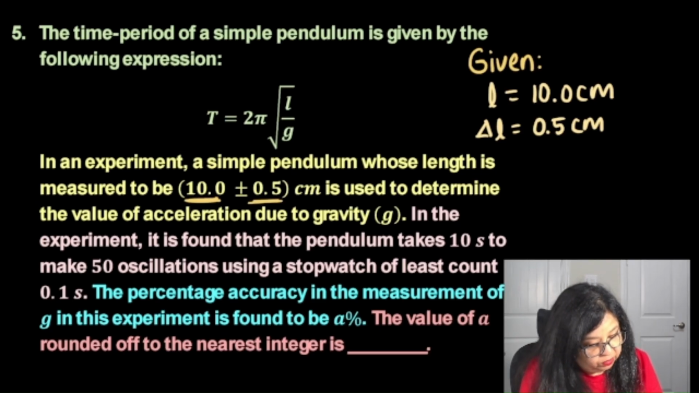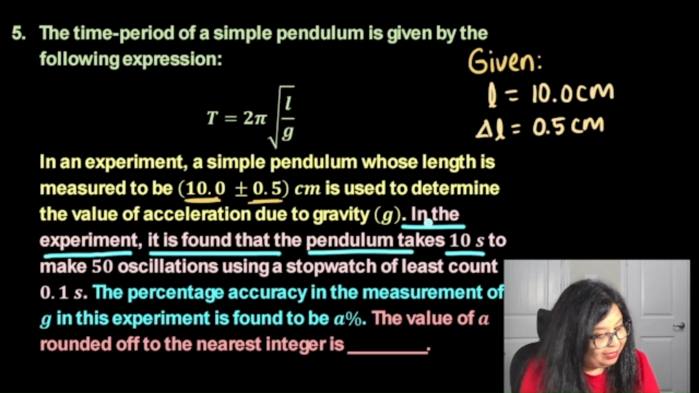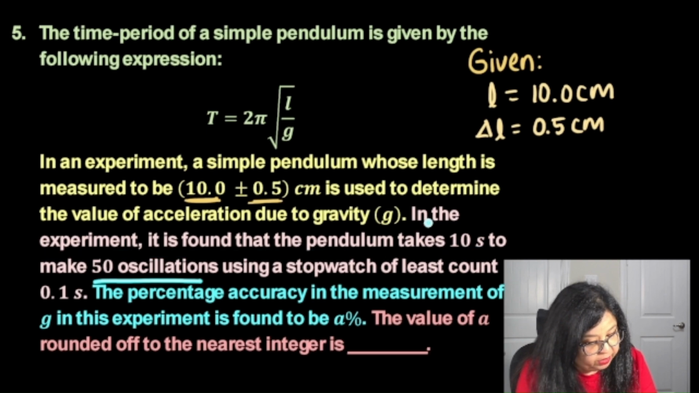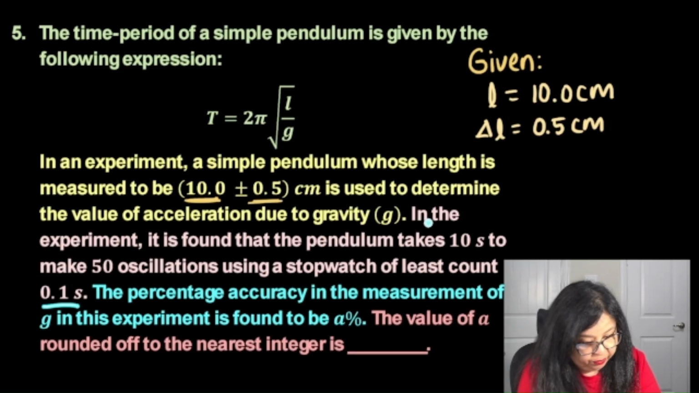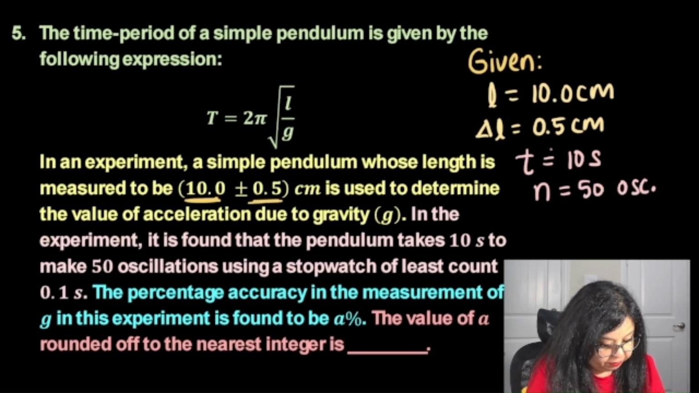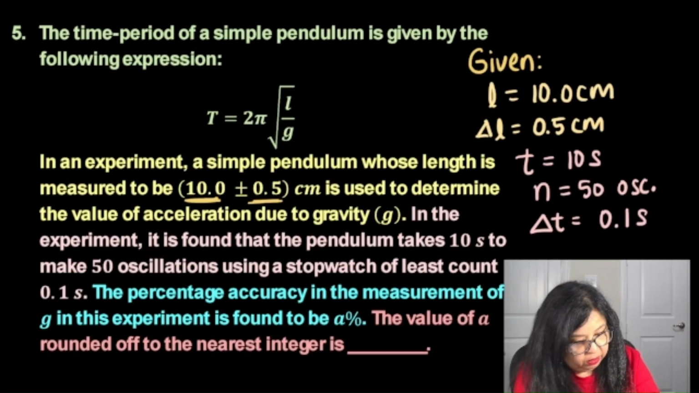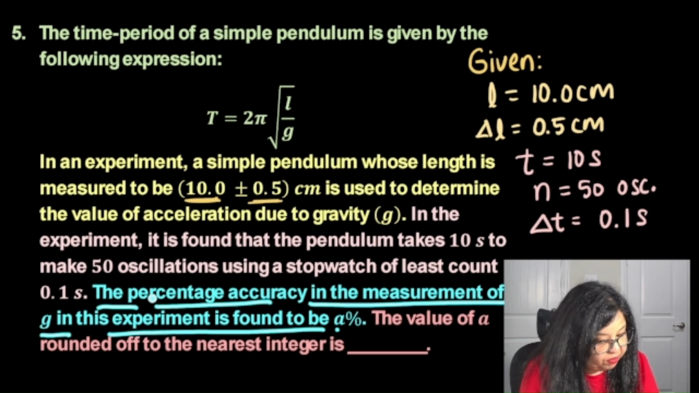Okay. Next we're told in the experiment, it is found that the pendulum takes 10 seconds to make 50 oscillations using a stopwatch of least count 0.1 seconds. So that means the time t measured is 10 seconds for how many oscillations? 50 oscillations. And the least count of this watch is 0.1 seconds. Very well. The percentage accuracy in the measurement of g in this experiment is found to be 8%.